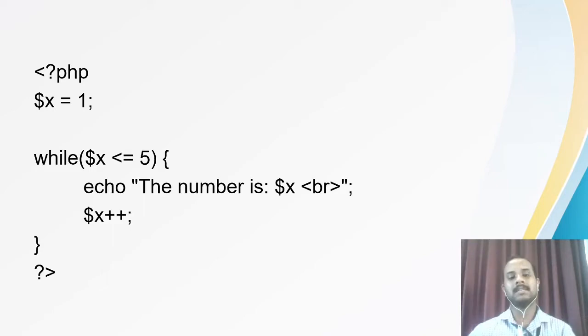5 becomes 6. 6 is lesser than 5, not true, and 6 is equal to 5 is also not true. So the condition fails and it will directly come out. So your output will be: the number is 1, the number is 2, the number is 3, the number is 4 and the number is 5.